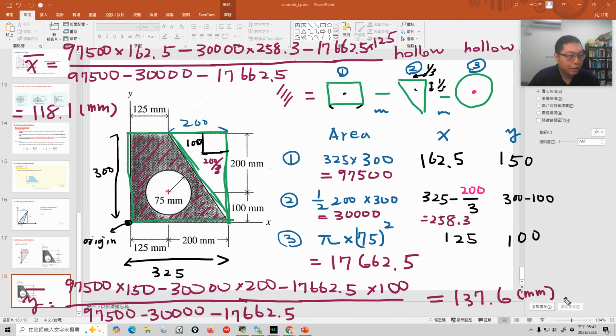So here is the centroid for a composite area. Sometimes you have to use a subtraction of areas. Very often we have to use these skills. So I just stop the video here, and see you in another video. Bye bye.